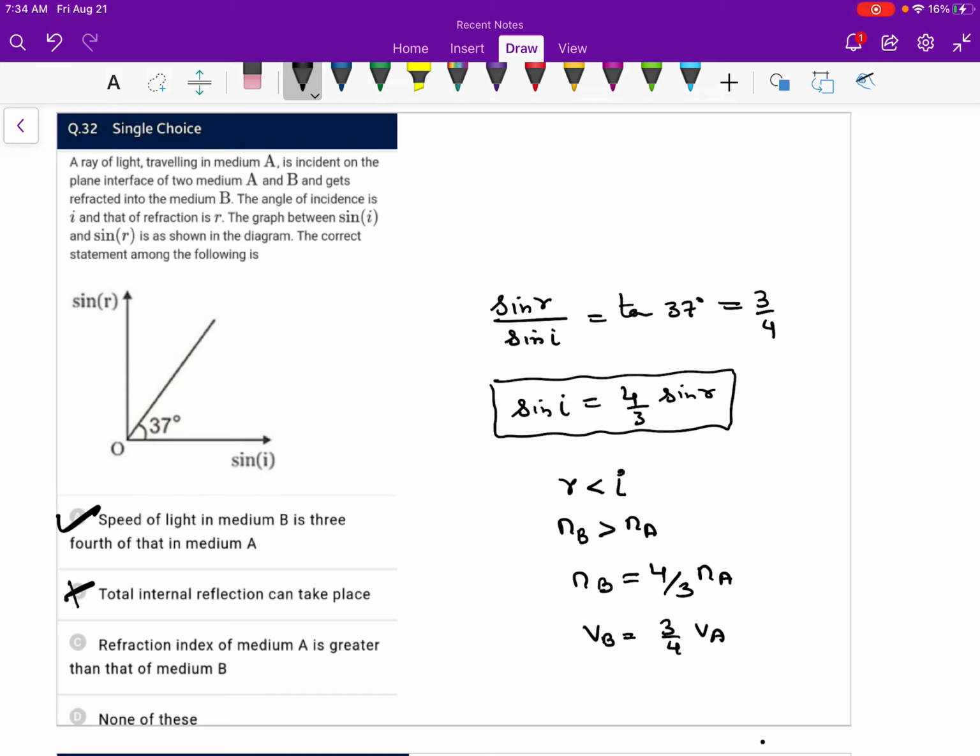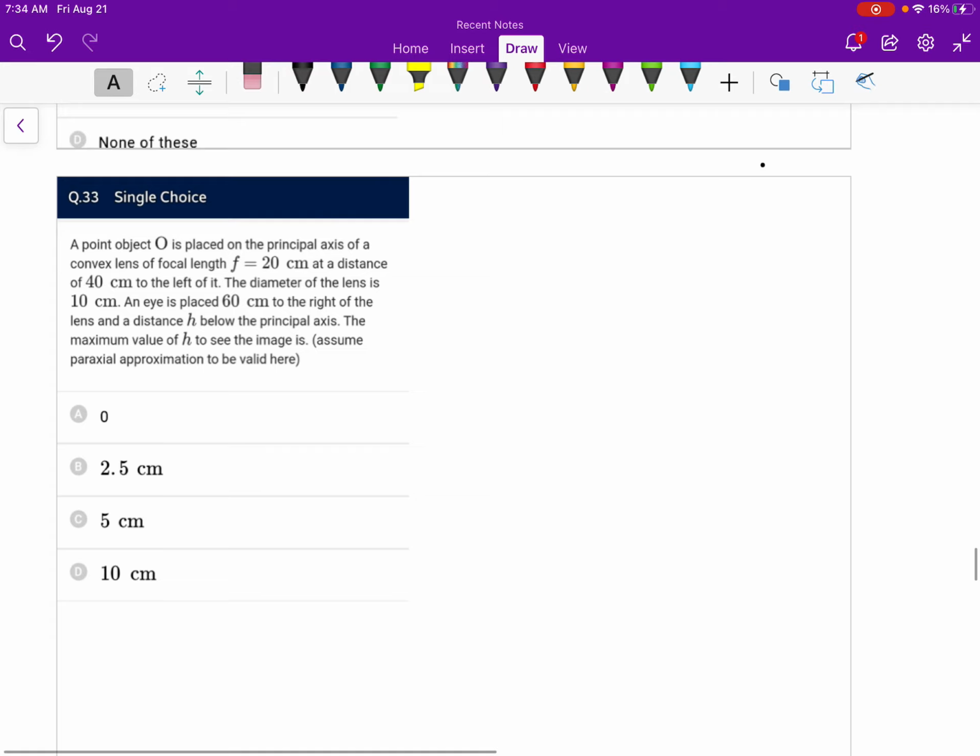Yes. Total internal reflection? No. Refractive index of medium A is greater? No. None of these? No. So A is the correct option.